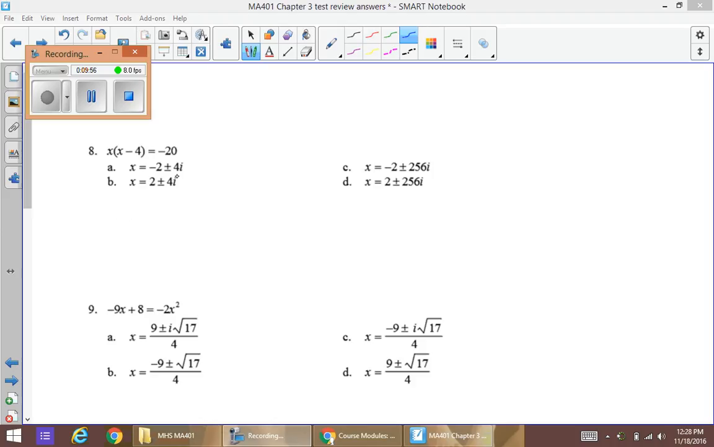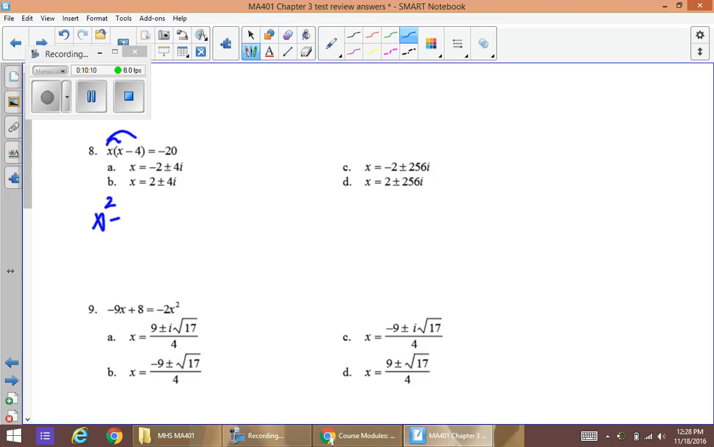Because if you look at this, it has i's in it. Look at those answers. There's i's. And so you know this is imaginary, which means it's going to have had a negative under the radical for the quadratic formula. So that's what we're going to bust out here. We've got x squared minus 4x plus 20, remember, because we would have subtracted it, added it to the other side.